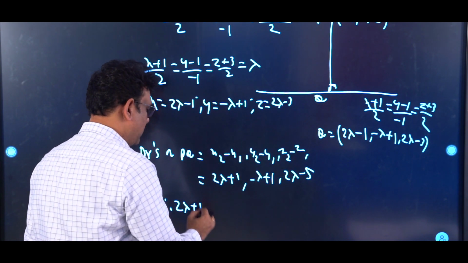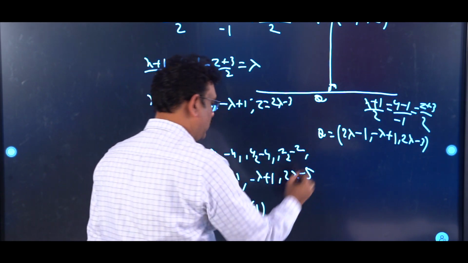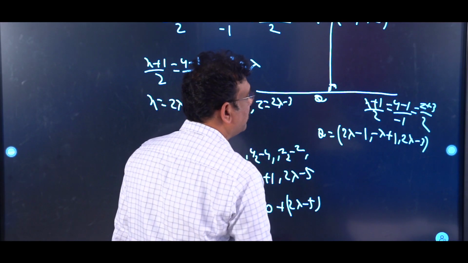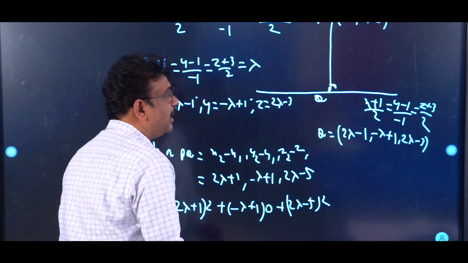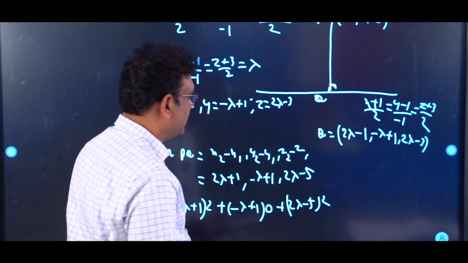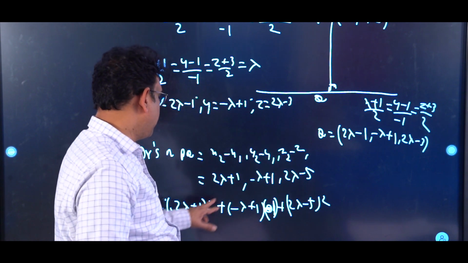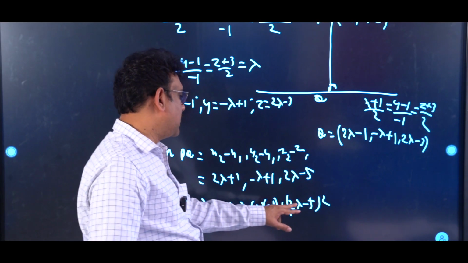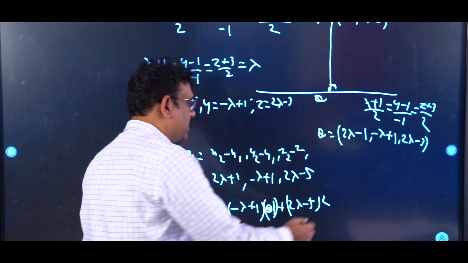So 2 lambda plus 1 into 2, plus minus lambda plus 1 into minus 1, plus 2 lambda minus 5 into 2 is equal to 0. Here the dr is 2, minus 1, 2, so minus lambda plus 1 into minus 1. 2 lambda plus 1 into 2, plus minus lambda plus 1 into minus 1, plus 2 lambda minus 5 into 2 is equal to 0.